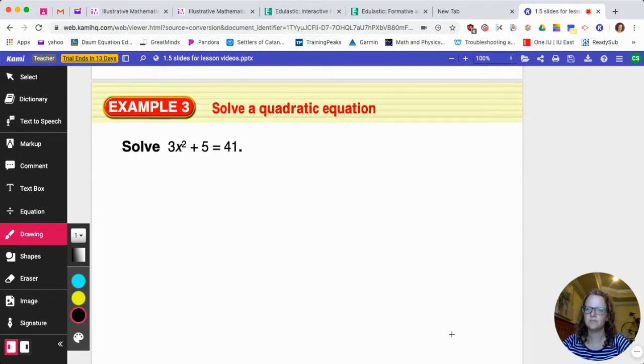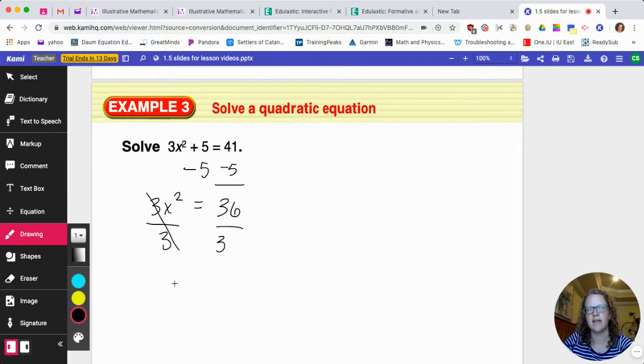We will be fine. So to solve this, we go back to our algebra skills. I'm going to isolate the variable by subtracting 5 from both sides, and this would be 36. 3x squared equals 36. I'm still trying to isolate the variable, and I have x squared equals 12. Now, to solve, I take the square root of both sides, because in algebra, whatever I do to one side of the equal sign, I have to do to the other. So I have x equals plus or minus root 12.